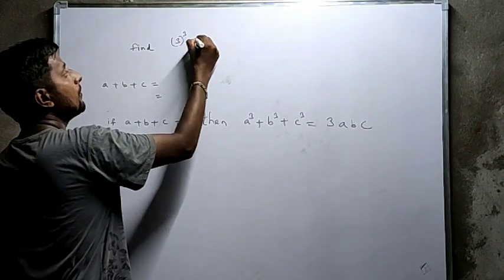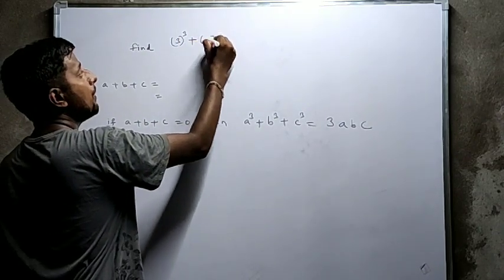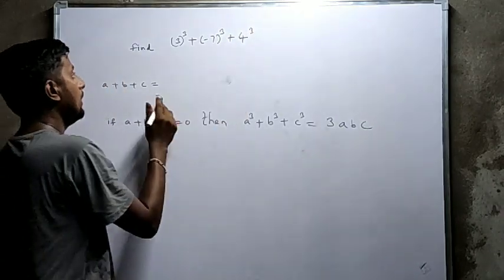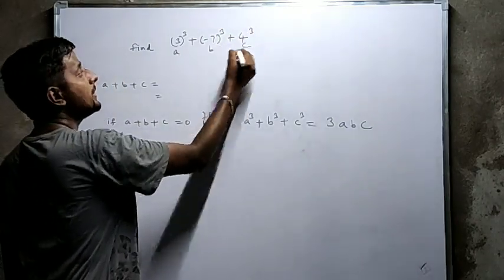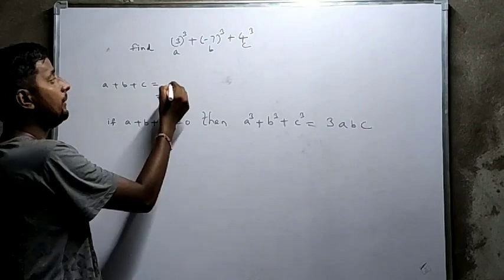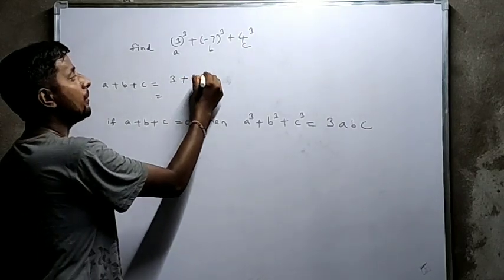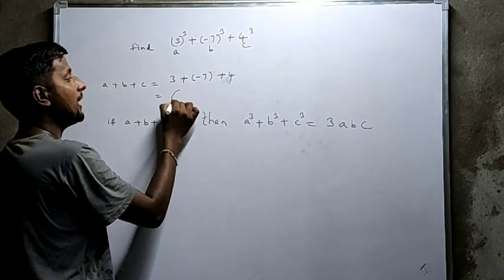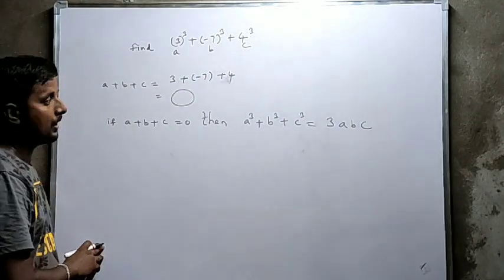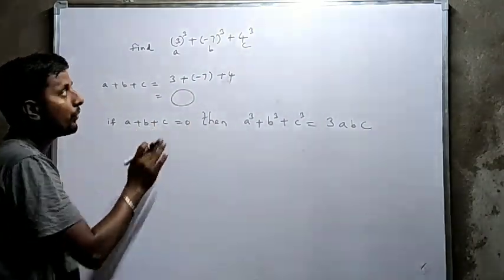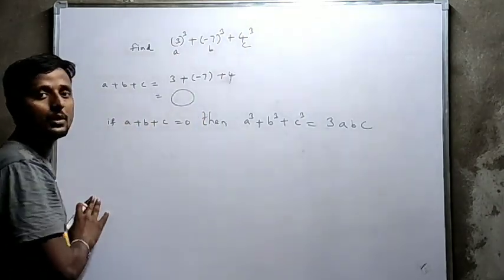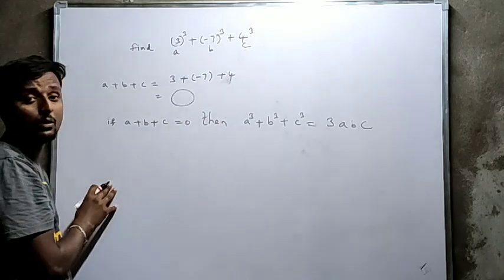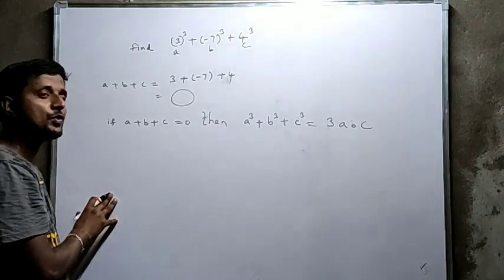3 cube plus minus 7 cube plus 4 cube. It's a, it's b, it's c. a plus b plus c is 3 plus of minus 7 plus 4. 3 plus 4 is 7, minus 7, answer 0. So this formula will work out when the sum of three numbers is equal to 0. When the sum of the three numbers is 0, then only it will work out. In other situations it won't.